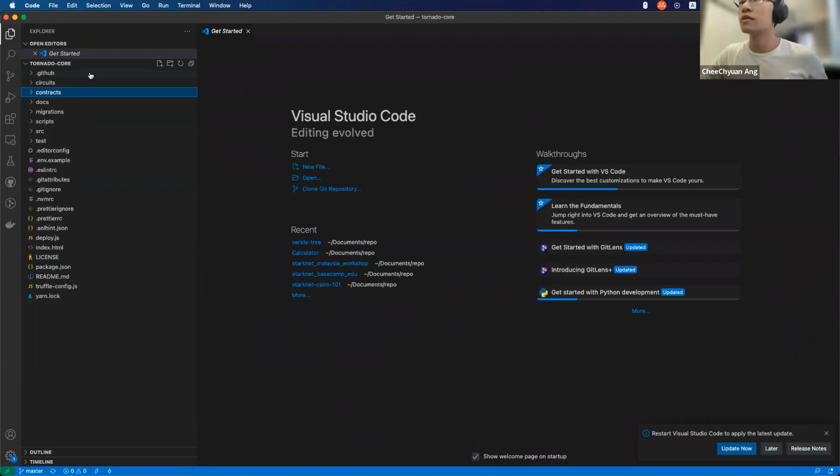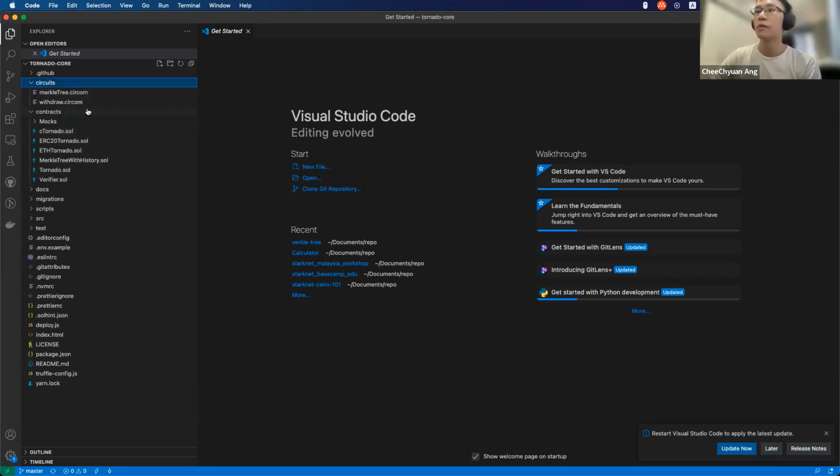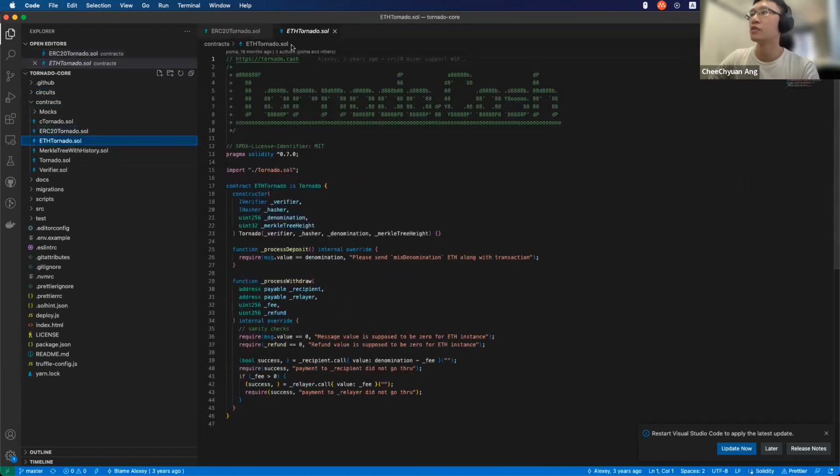So over here, at the Tornado-core repo, there are two folders. One is the circuits folder, and one is the contracts folder, which has a bunch of Solidity files. The circuits folder is basically some Circom files, which we'll see later, and this will be used to generate proofs and stuff. And then we can use this to prove that our combination is done correctly locally. So for now, the contracts: right away you can see that there are ERC20 and ETH Tornado.